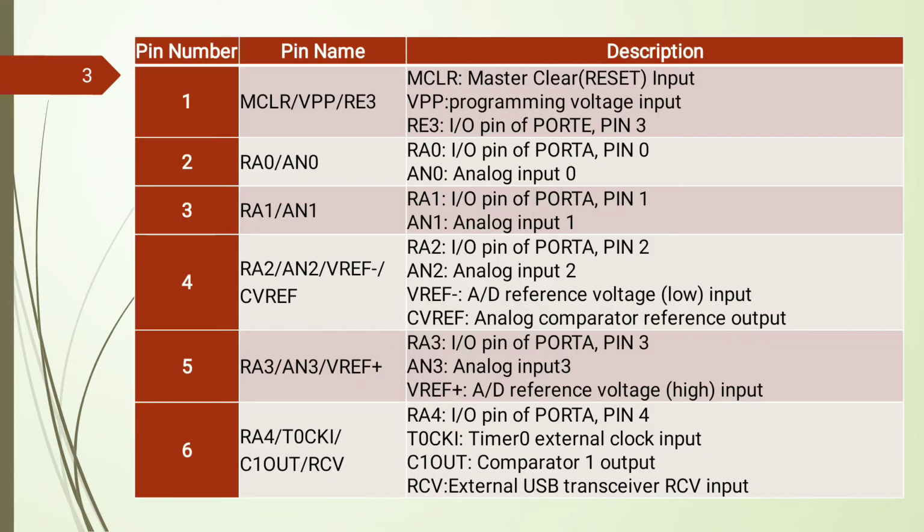Now we discuss some pin configurations related to the PIC 18F series. The first pin is MCLR, which is similar to 16F. It is for reset purpose, master reset, and it is also available for programming. After that, port A. Here the PIC 18F also consists of 5 IO ports, that is port A, port B, port C, port D and port E.